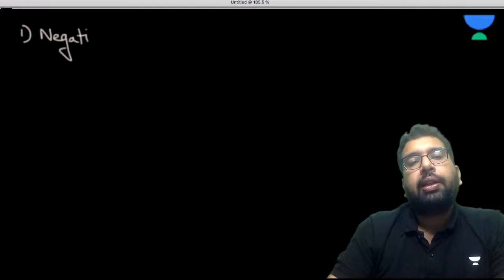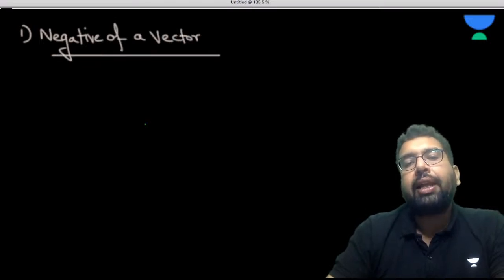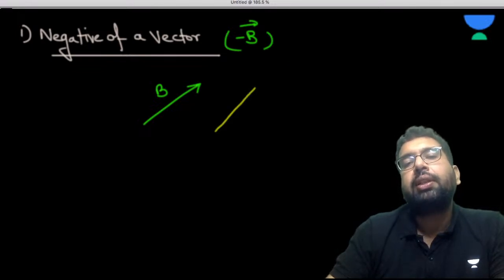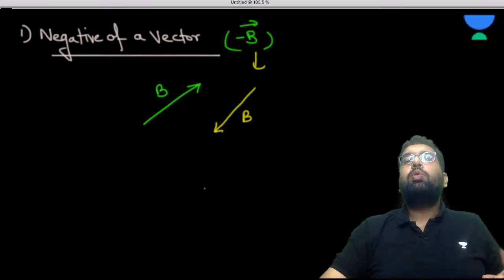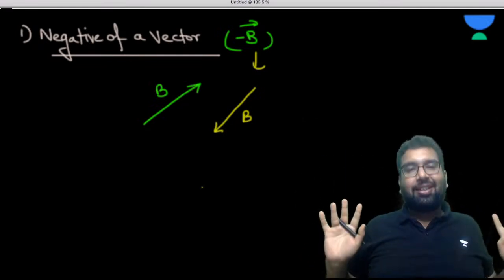Now here I'll tell you one type of vector, that is negative of a vector. What do we mean by negative of a vector? Let's suppose a vector is given like this, B, and if you want to write negative of B vector, you can simply reverse the direction. If a vector is reversed in direction, keeping the magnitude the same, you will call it negative of a vector, which itself is a new vector, isn't it?